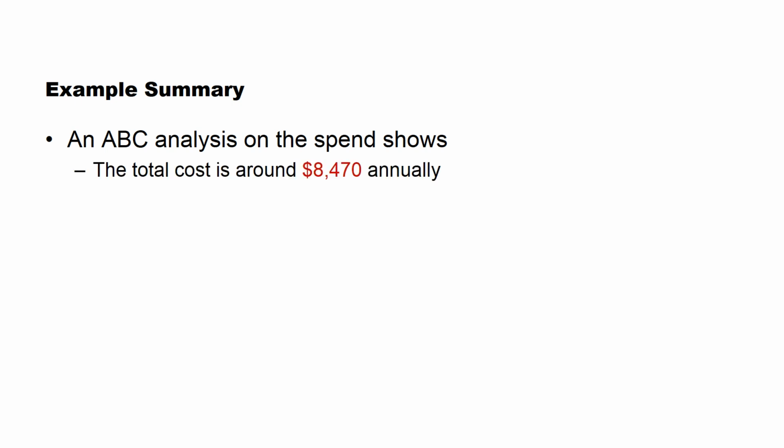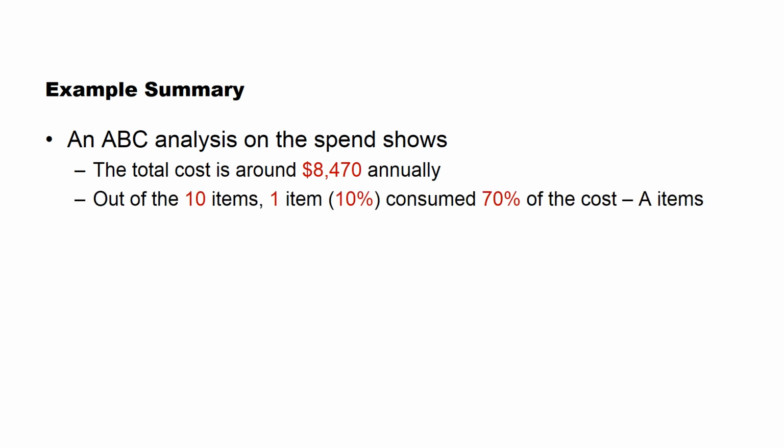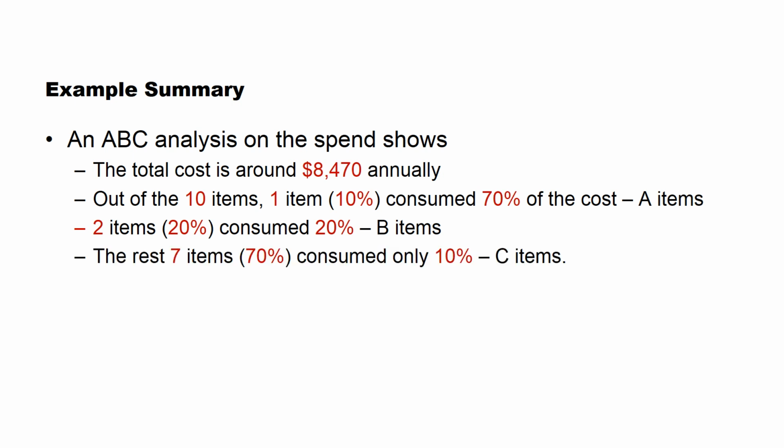To summarize the example, an ABC analysis on the spend shows that the total cost is around $8,470 annually. Out of the 10 items, one item, which is 10%, consumed 70% of the cost. That is the A item. 2 items, that is 20%, consumed 20% of the cost. These are the B items. And the rest, 7 items, 70%, consumed only 10% of the cost. So they are the C items.